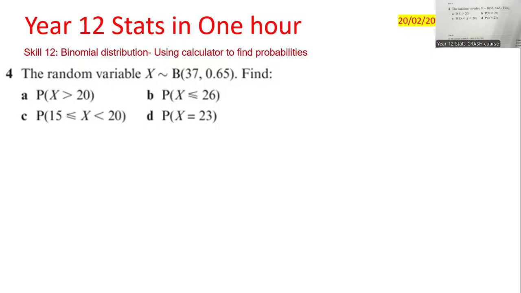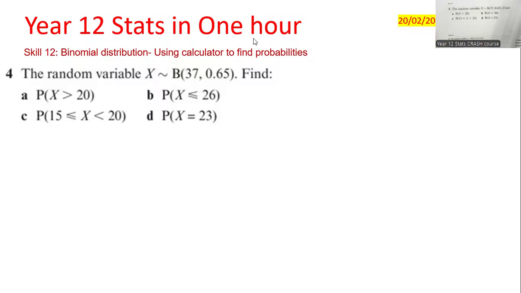Okay, so this is part 3 now, and we are looking at chapters 6 and 7, the last two of the book, which is binomial distribution and hypothesis testing. And the first skill, which I call skill number 12, is how do we find the probabilities using a calculator. So have a look, people.